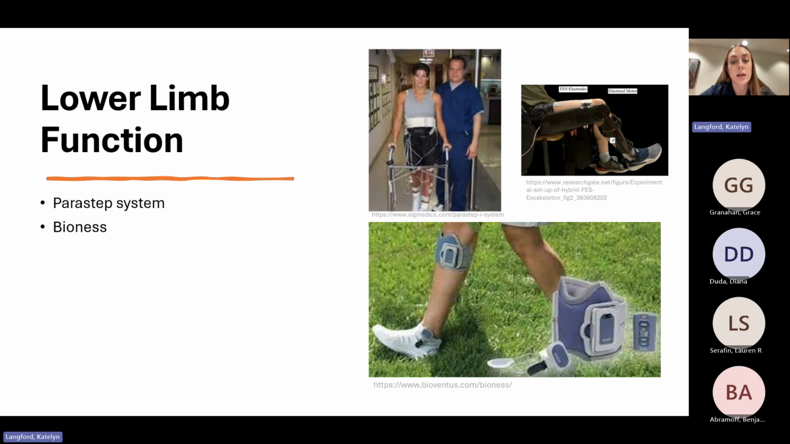And what I touched on, it is an older system, but the Parastep system, this is all FES, and this can be seen in the top left-hand picture. I think in the 80s and 90s, they were using this. So this is all E-stim, and it assists patients in walking function. And then I included up on the right-hand side, that's kind of a hybrid system with the exoskeleton and BioNess-like device, I should say.